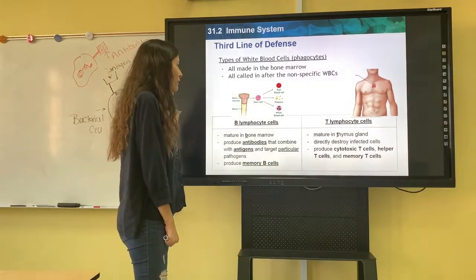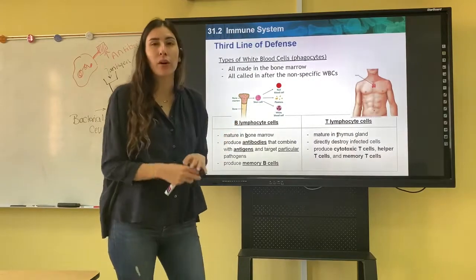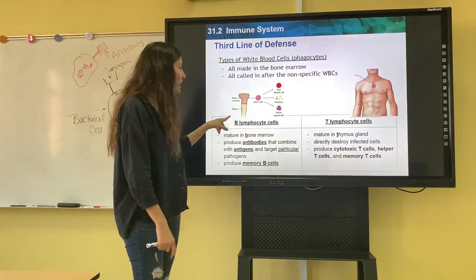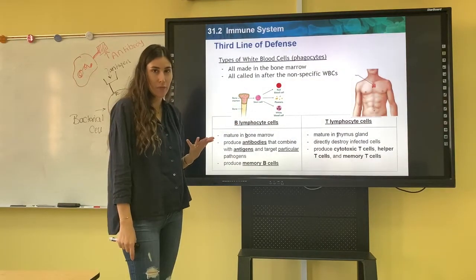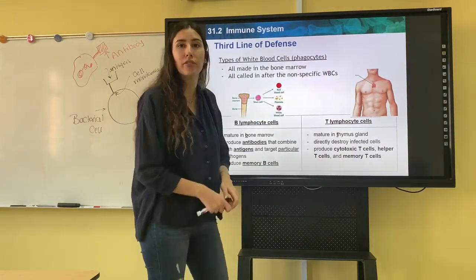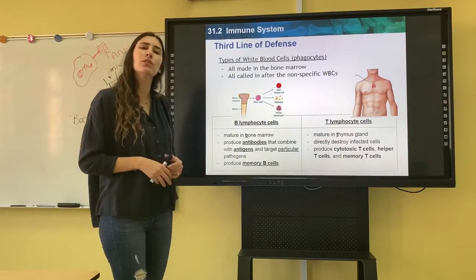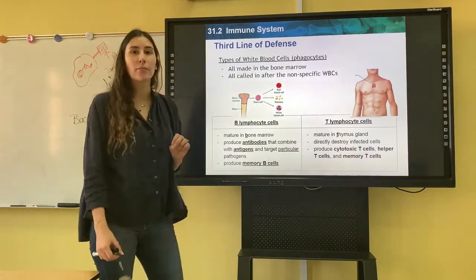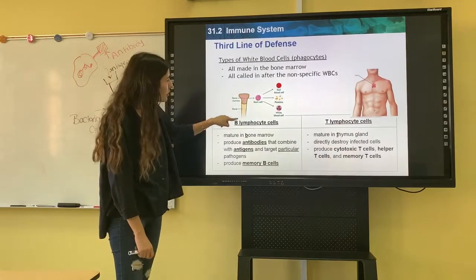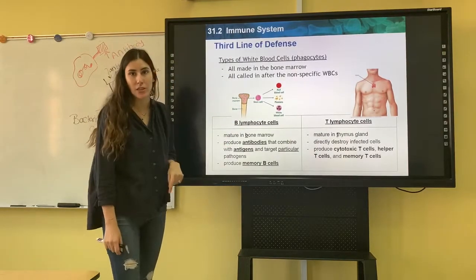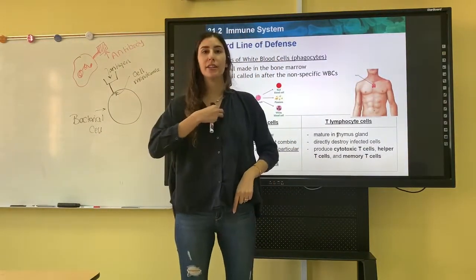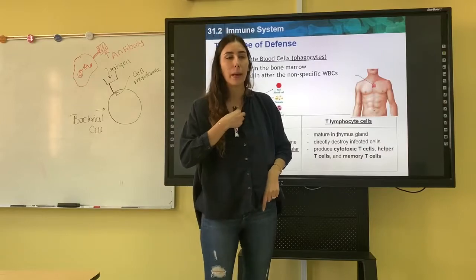We also have two specific cells that we want to talk about. There are also types of white blood cells: B lymphocytes, a type of white blood cell, and T lymphocytes. Now, what's the difference between those two types of white blood cells? B cells are made inside the bone marrow. So if you take a look here, the bone marrow is an area found inside the bone. T cells are made in a specific organ right here known as the thymus, okay?